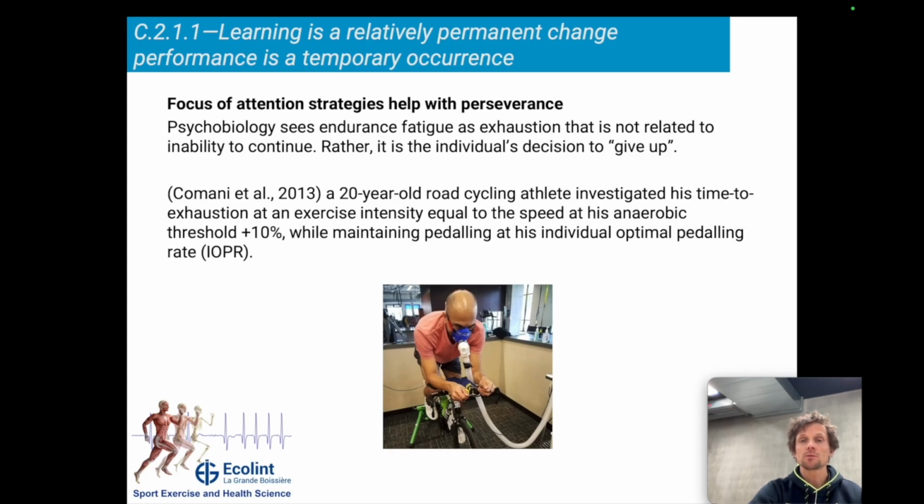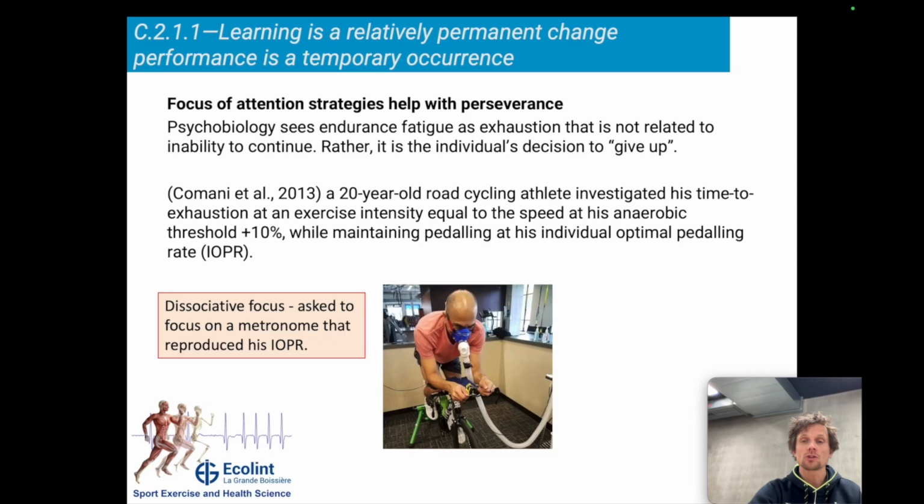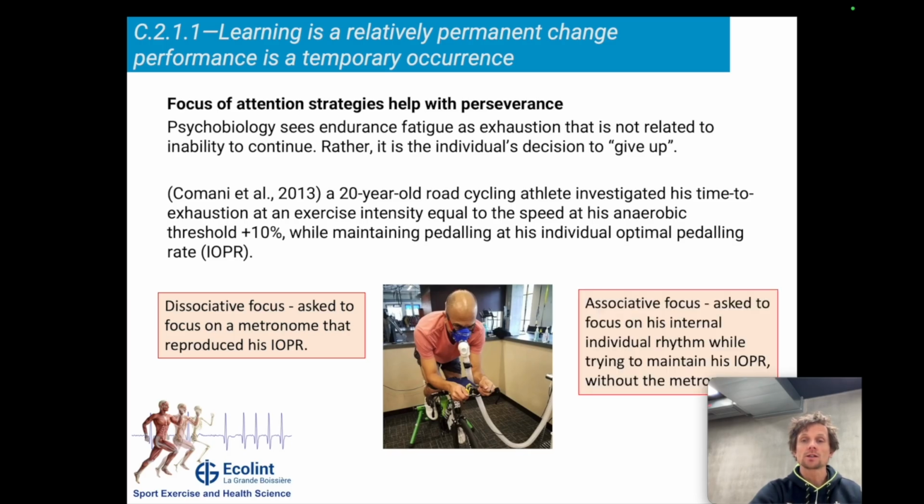This 2013 research paper looked at an individual cycling athlete and his time to exhaustion when applying a dissociative focus versus an associative focus. They set the exercise intensity at his anaerobic threshold plus 10%, and they allowed him to maintain his optimal pedaling rate. What they did is they first set a dissociative focus where they asked the athlete to focus on a metronome that reproduced his optimal pedaling rate. They then did the same experiment again where they asked him to use an associative focus where he was asked to focus on his internal rhythm while maintaining his optimal pedaling rate but without the metronome.